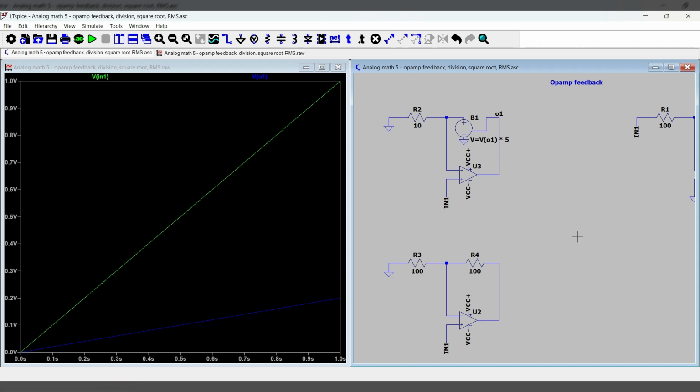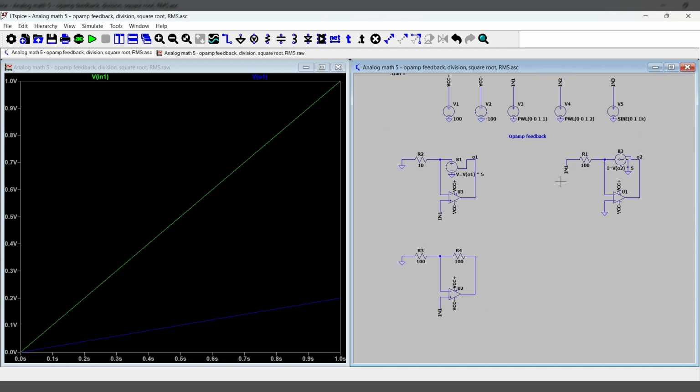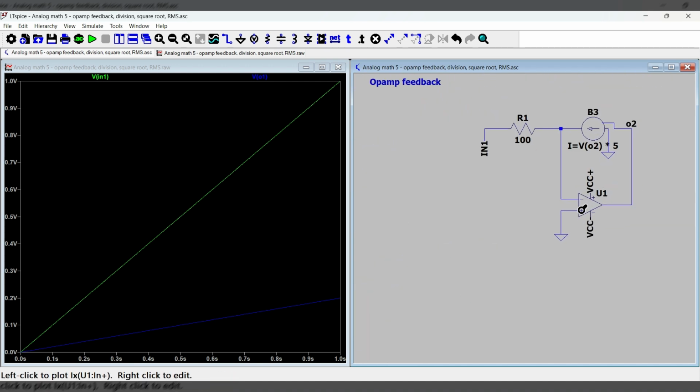Cool. So next, I want to talk about what happens if we use an inverting config. Like if we grounded the non-inverting terminal of the op amp and put the input through the inverting terminal.